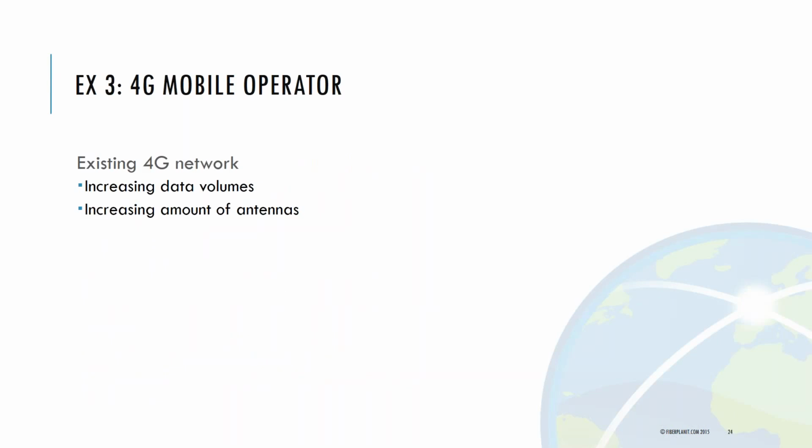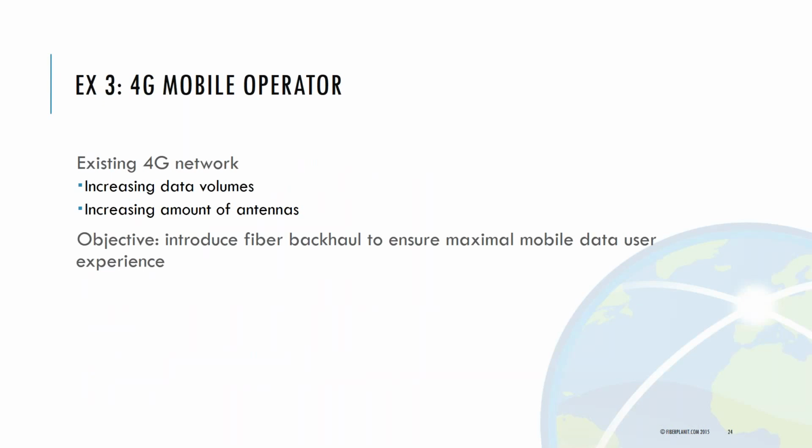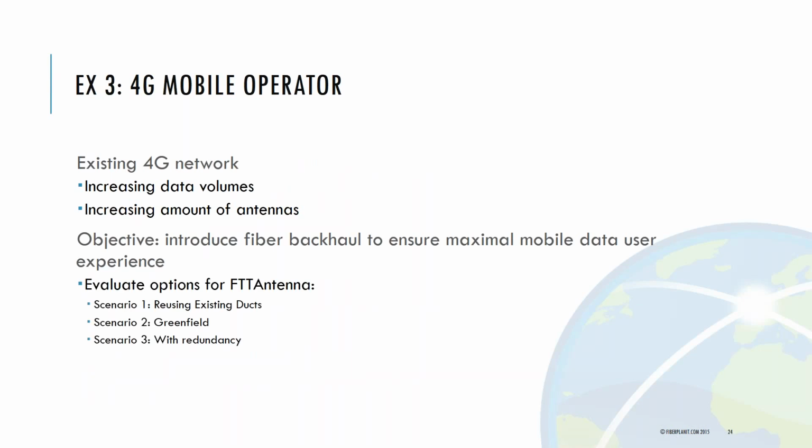And then the last example is a mobile operator who deploys his 4G cells, which will also increase the data volume and, of course, be smaller in range, so he will need more antennas. The objective then is to look at the fiber backhaul to ensure the maximal mobile data user experience, so that there's no blocking in the backhaul and that people can use their mobile volumes to the maximum extent.